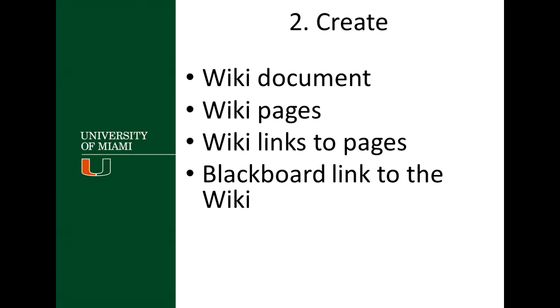And once you've got that organized, and in the case of a student assignment, exactly what the students are going to do, then you create. And you create a bunch of things. The first thing we're going to do is create the wiki document, the shell or the site within our Blackboard system. Then we're going to create a bunch of pages in the wiki.